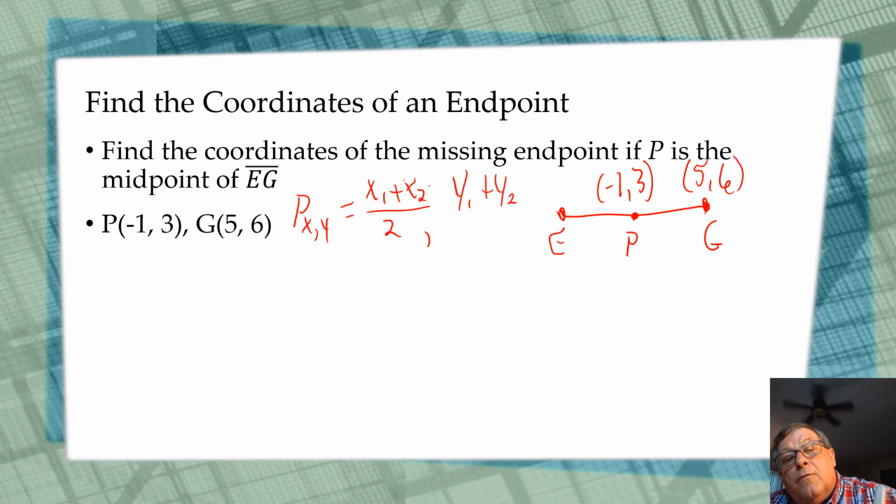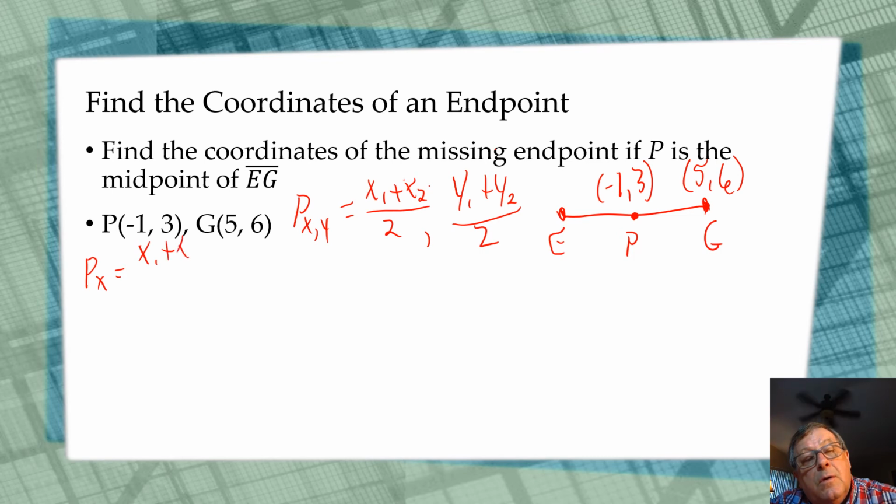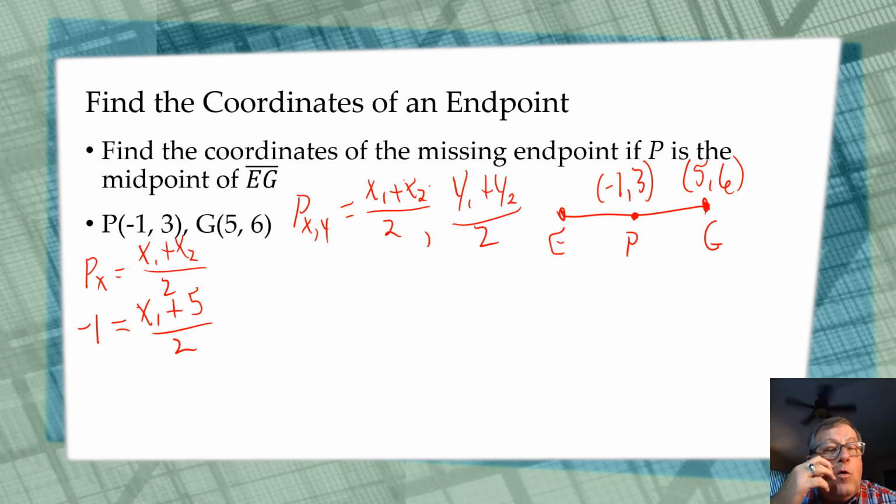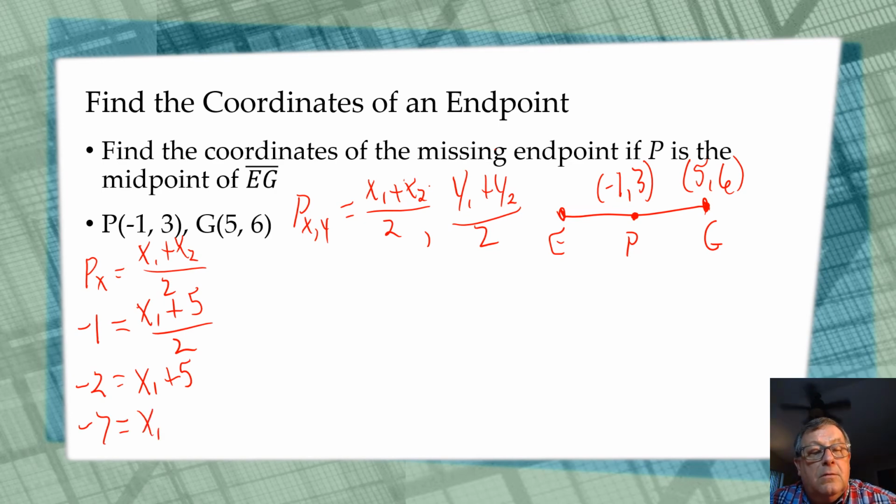Now I'm going to break that formula into its two parts. So we're going to say here that P of X is equal to X1 plus X2 over 2. We're going to substitute in for P of X what we're given, which is -1. And X1 is what we're trying to find. X1 plus the X2 coordinate, which is 5, over 2. We're going to multiply both sides of the equation by 2 so that we can cancel out this being divided by 2. And so 2 times -1 is -2. That's equal to X1 plus 5. And now we want to subtract 5 from both sides. And so when we do, -2 minus 5 is -7. So the X1 coordinate for E is -7.